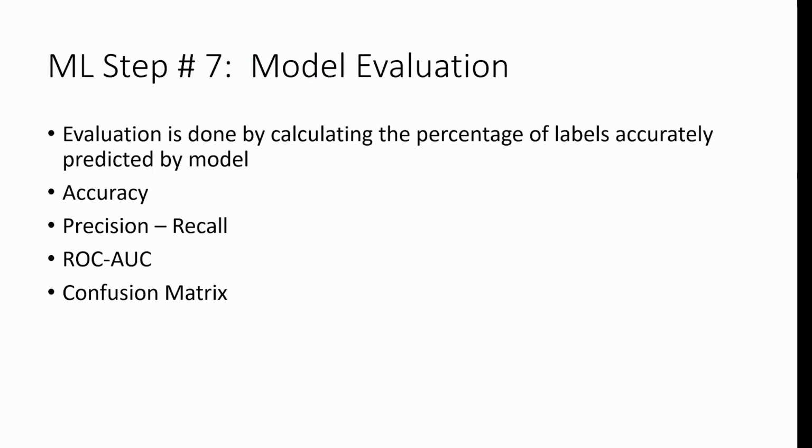When we are done fully training our neural network, we are ready to move on to our final step of machine learning building, which is model evaluation. Evaluation is done for deep learning in the same way it's done for conventional machine learning. In Kaggle competitions, evaluation is done by calculating the percentage of labels accurately predicted by the model. This is known as accuracy.